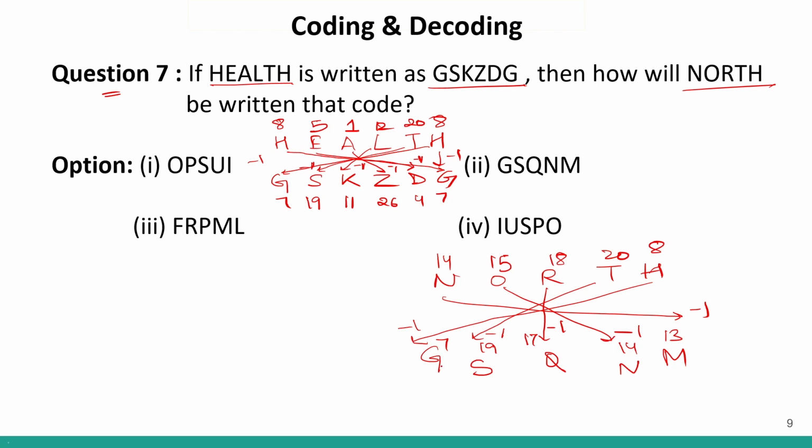So my code will be G, S, Q and M, which is given in option number 2. So option number 2 will be the correct answer to this question. Basically same code. In this we had 6 alphabets. In this we have only 5 alphabets. So the R1, which was the middle alphabet, we just basically reduced it and written below it.